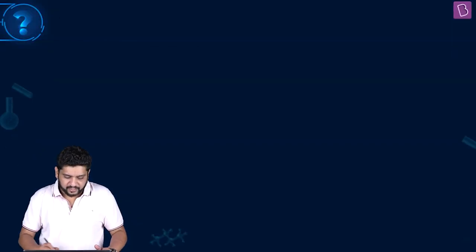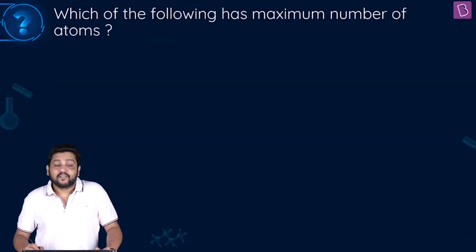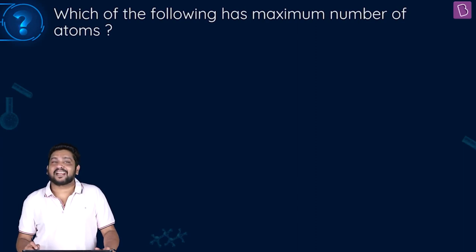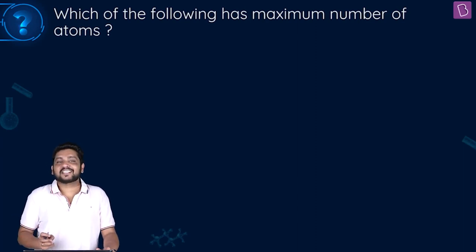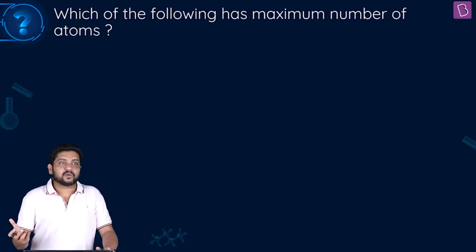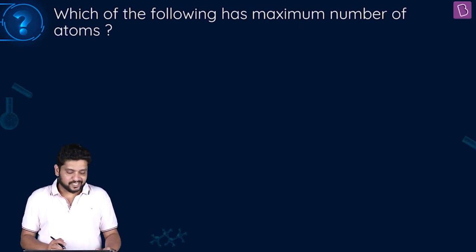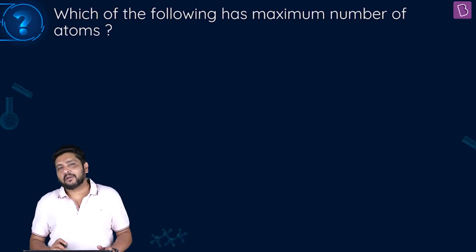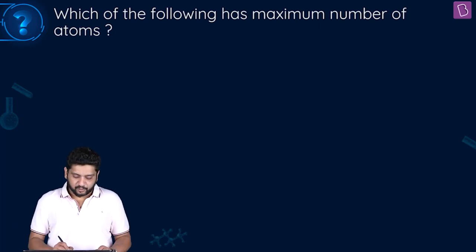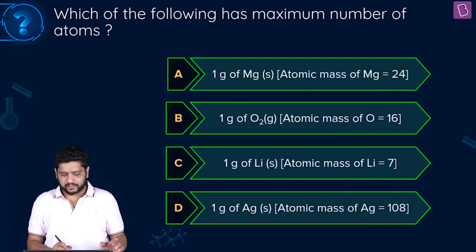So what do we see here? Let's read the question. It says, which of the following has the maximum number of atoms? This is one of the simplest questions, one of the first questions that you come across when you are studying 11th standard physical chemistry. Logic alone should have been sufficient to solve this, but we can still calculate also, right?